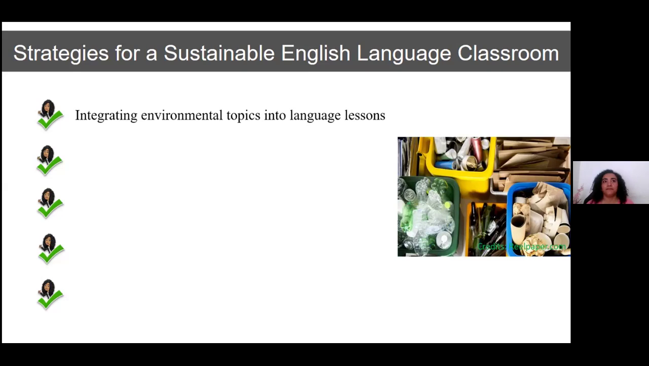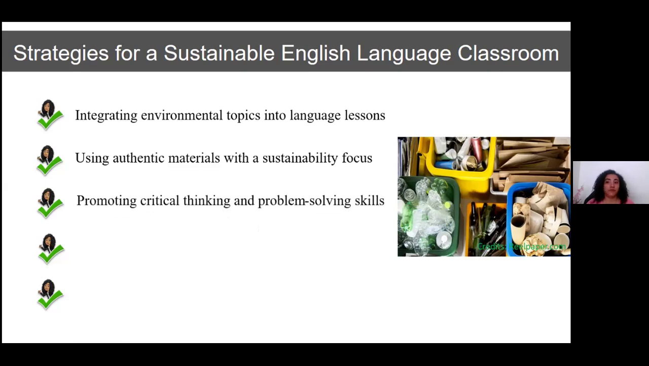scientific articles, reading scientific articles related to the topic, integrating new vocabulary into their own vocabulary, and also developing a more critical mind. As I mentioned, the use of authentic material with a sustainability focus. Look at the picture, for example, the one you have there. How can you recycle? What things can you do back home to mitigate the situation? Even though we don't have many things, we can support.